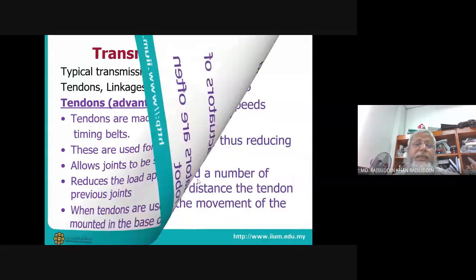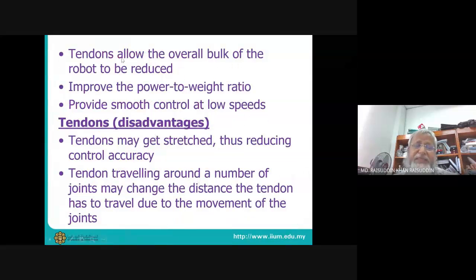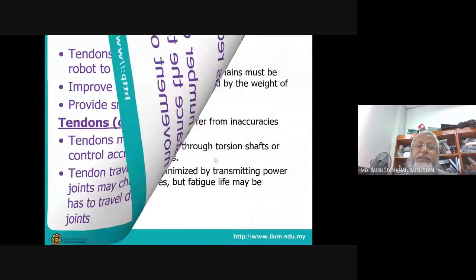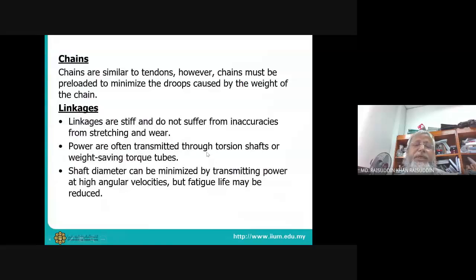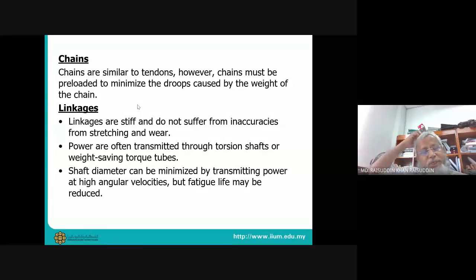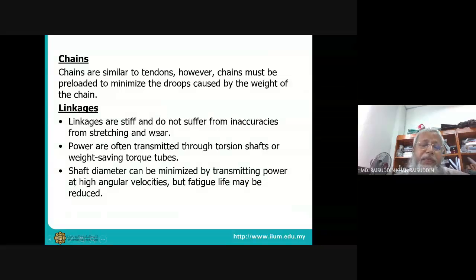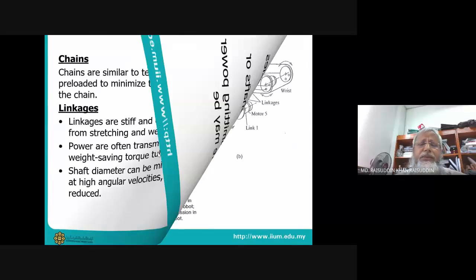This is a tendon, and it has its advantages, but it has a disadvantage as well. A tendon may get stressed, and generally for big power we cannot apply tendons. Chains, you have already seen in motorbikes and bicycles; we use chains to transfer the power from the pedaling wheel to the rear wheel. And they have advantages and disadvantages. The disadvantages are basically wear and tear, and that they are heavy.